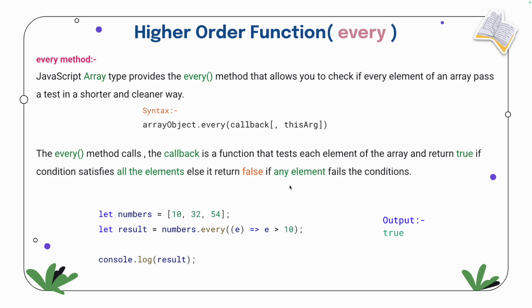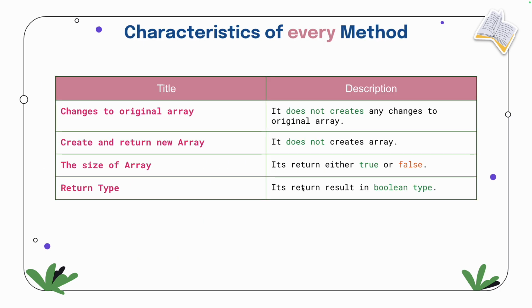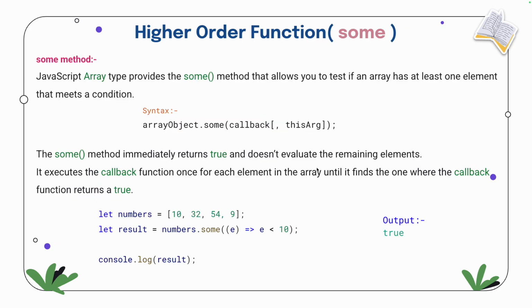Next, whether it creates a new array: no, it doesn't, because it returns either true or false, a Boolean value. So there is no need to go for a new array or sizing the array or whatever it is. So that is one thing we are going to check.